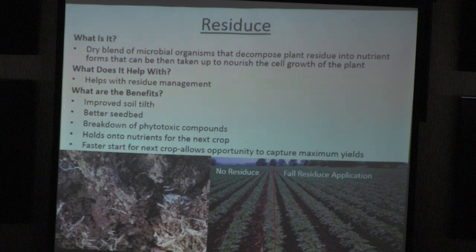So in this picture, you can see the white stringy, looks like silly string. Those are actually your fungi at work. You actually see a little earthworm popping in here too, because he likes hanging out with those guys.